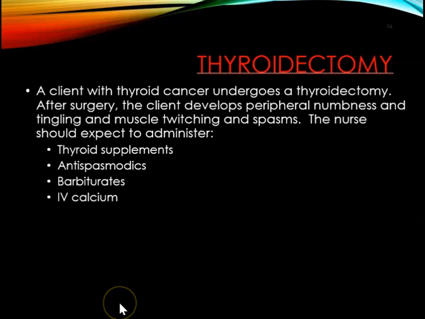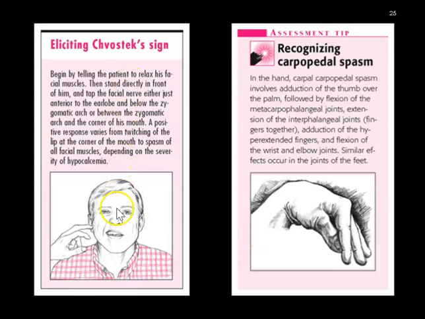A client with thyroid cancer undergoes a thyroidectomy. After surgery, the client develops peripheral numbness and tingling and muscle twitching and spasms. The nurse should expect to administer, and it's going to be IV calcium because of hypocalcemia. And then here is the instructions for eliciting the spastic sign and the Trousseau sign. I would encourage you to go back to the first lecture of fluid and electrolytes where those links are and watch those two videos.